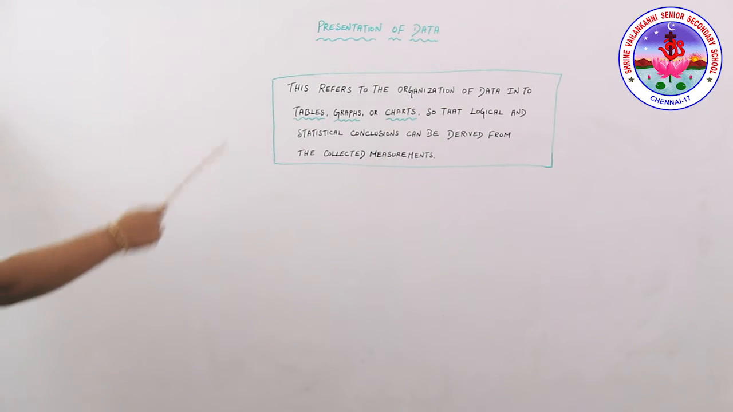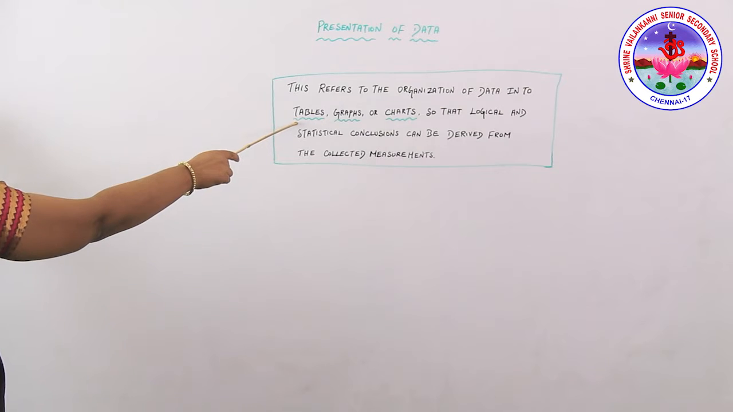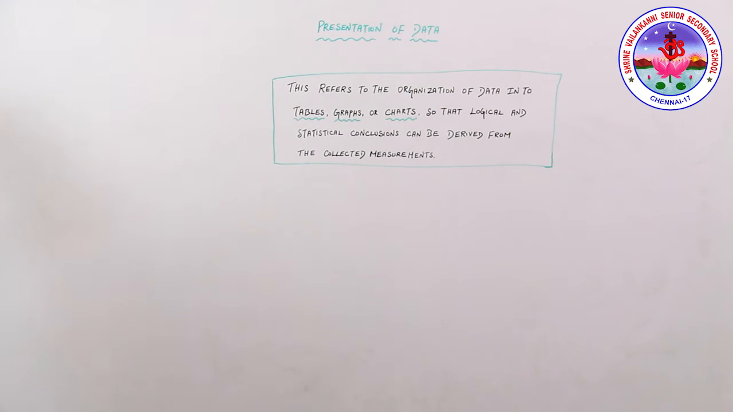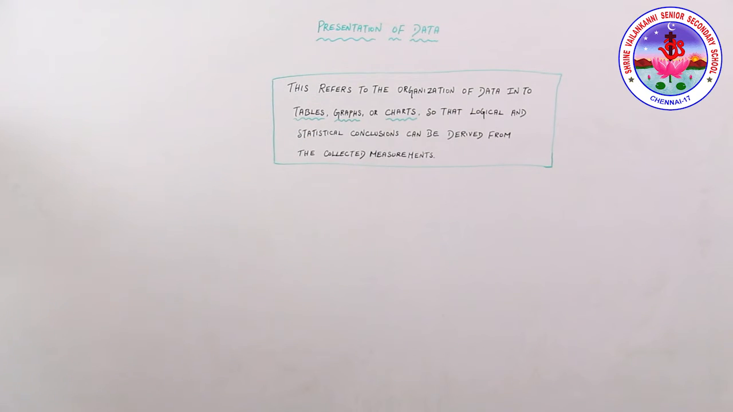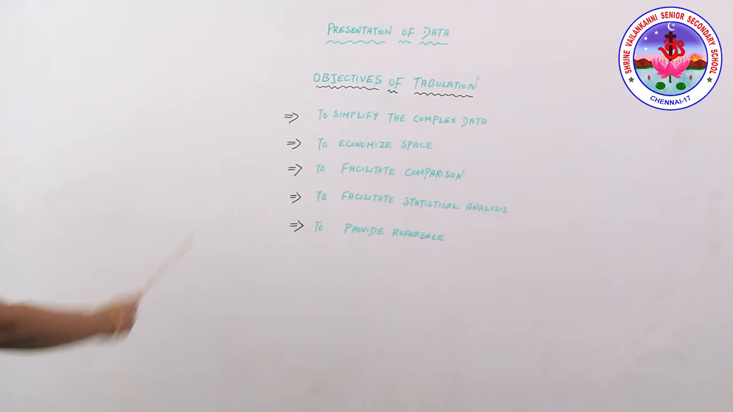What are the methods? The first one, tables, that is, we'll be calling it a tabular presentation. And the next one, graphs. We can present it in the form of graphical presentation, or charts, that is, we can present in the form of diagrammatic presentations. Let's move to the next one.